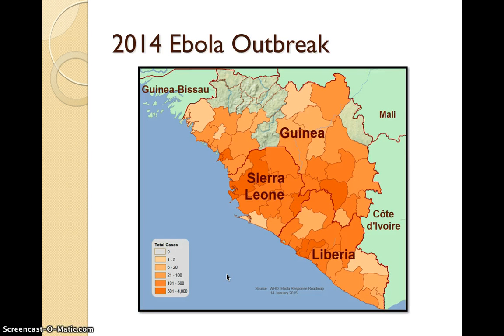So this is the map that shows you the outbreak and the concentration of the Ebola outbreak during 2014. You can see it covers 3 different nations. You have Sierra Leone, with a much higher concentration, and also Liberia, and Guinea. So all these are very heavily affected nations.